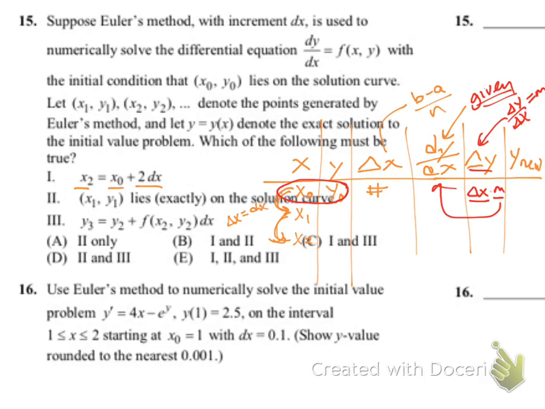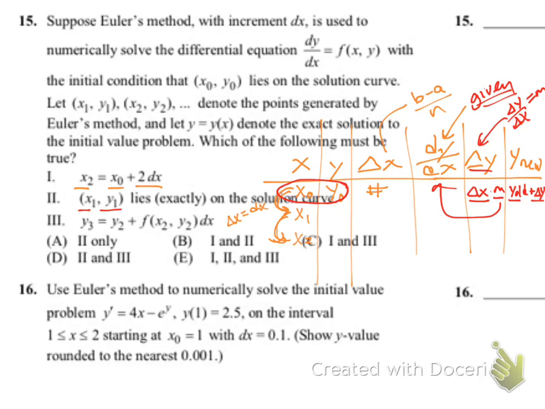Y new is the result of taking y old, in this particular case whatever your y naught is, plus delta y, your change in y. So your y new is the result of taking the old y and adding on the delta y change. There you go. So each one of those steps, now that's really informal. That's just to give you a sense of how the table plays out. It'll help you answer this question.